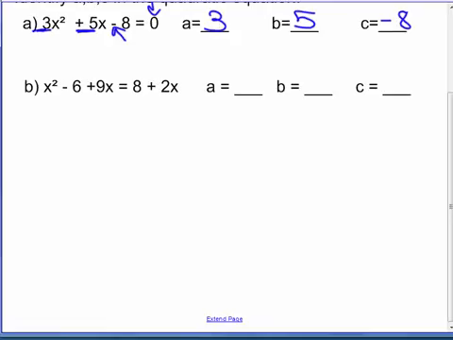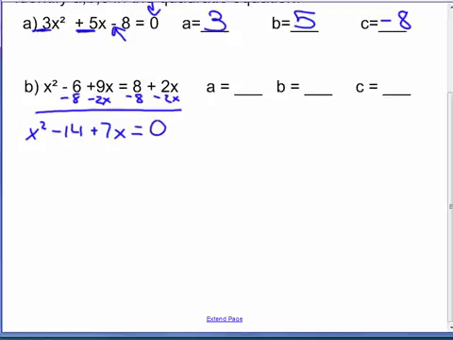Now, sometimes you may have to rewrite this. So in this one, I'm going to move the 8 over. I'm going to move the 2x over. I get x squared minus 14 plus 7x equals 0. Then I'm going to write it in descending order, ax squared plus bx plus c. So x squared plus 7x minus 14 equals 0.